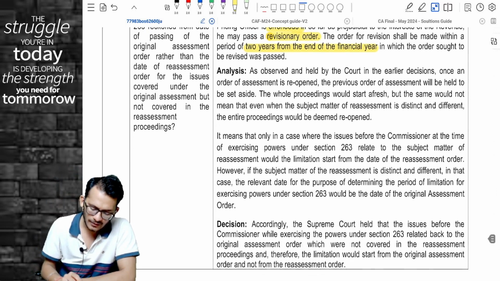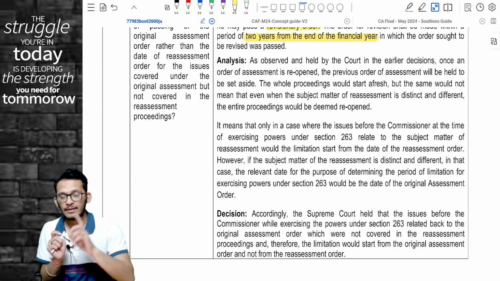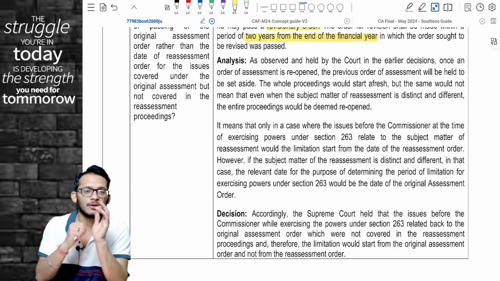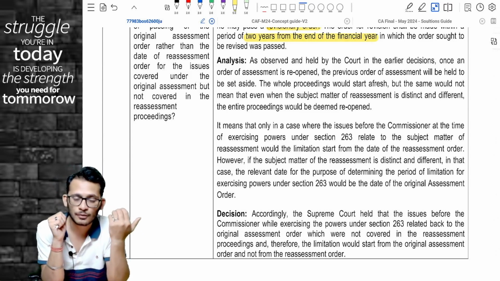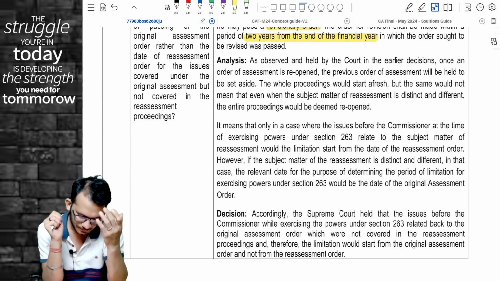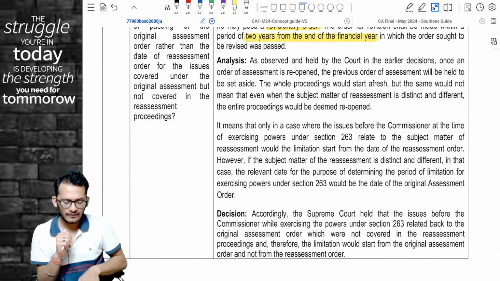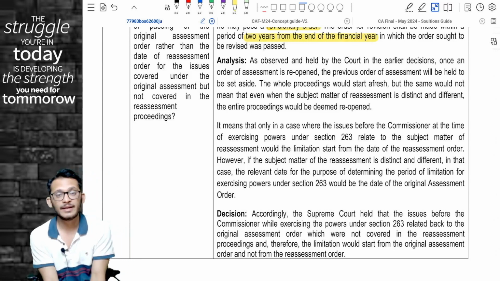Analysis. As observed and held by the court in earlier decisions, once an order of assessment is reopened, the previous assessment order will be held to be set aside. So many courts have now come and told that the moment you pass a reassessment order, the original assessment order is assumed to be set aside and the revised reassessment order becomes the final order. The whole proceedings would start afresh, but the same would not mean that even when the subject matter of reassessment is distinct and different, the entire proceedings would be deemed reopened.